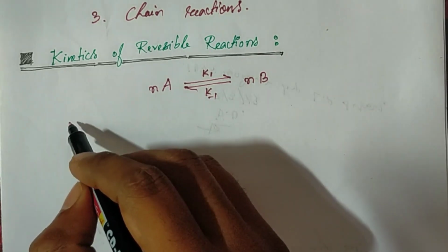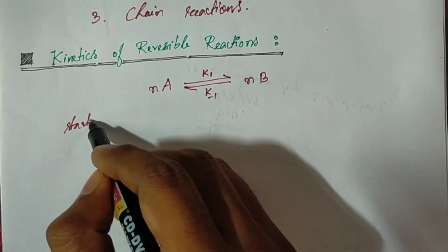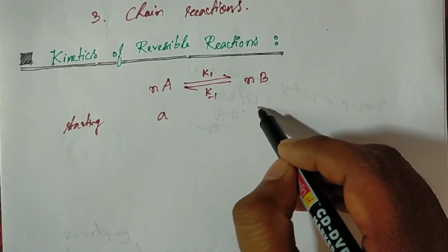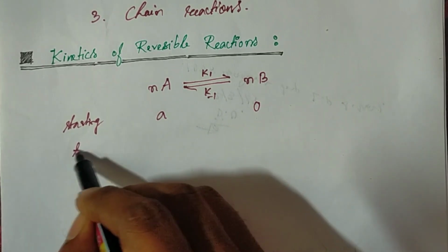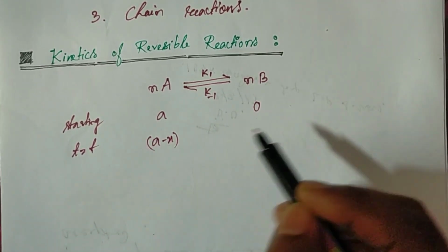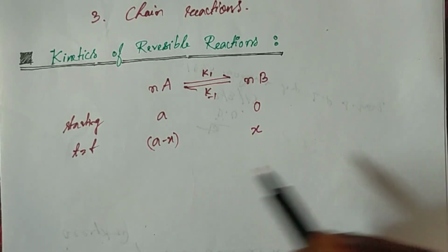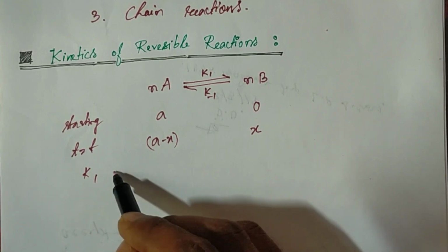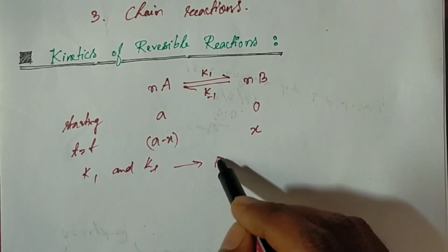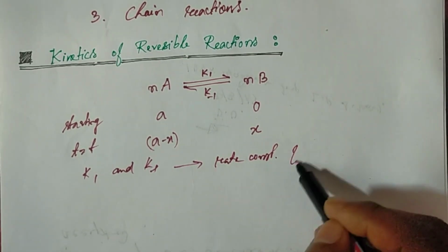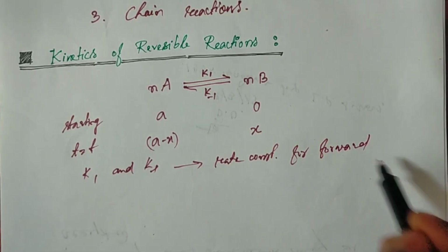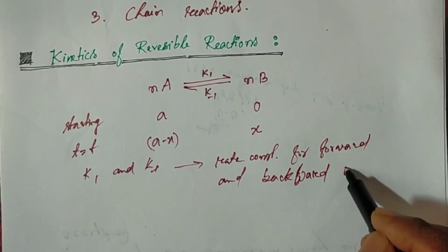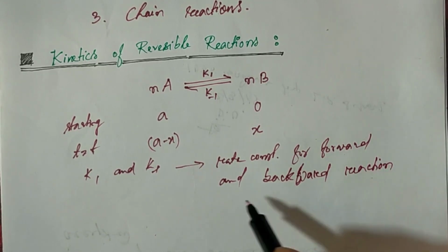At the starting there will be a moles of reactant and here it will be 0. So when time is t, here it will be a minus x and here it will be x. Here k1 and k inverse are the rate constants for the forward and backward reaction respectively.